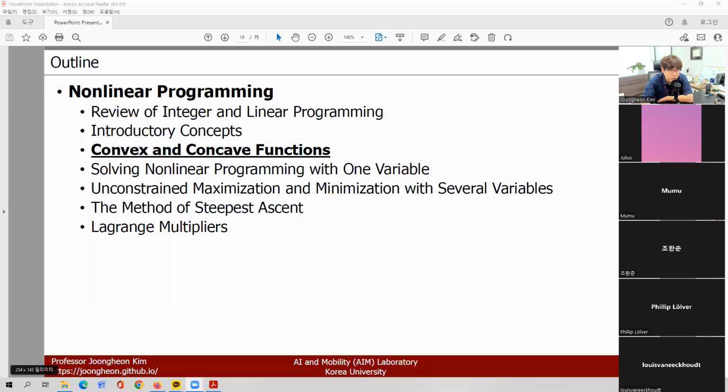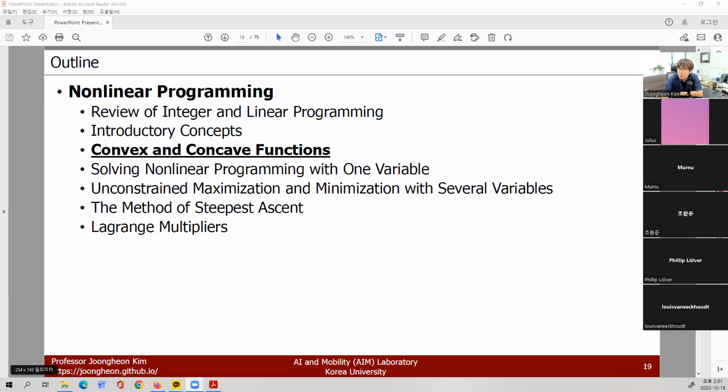So we did up to here. From now on, we will study convex and concave functions. Okay, we're going to go to this one. You see the slide, right? So we're going to start right now. From today, we're going to talk about what is convex and what is concave.